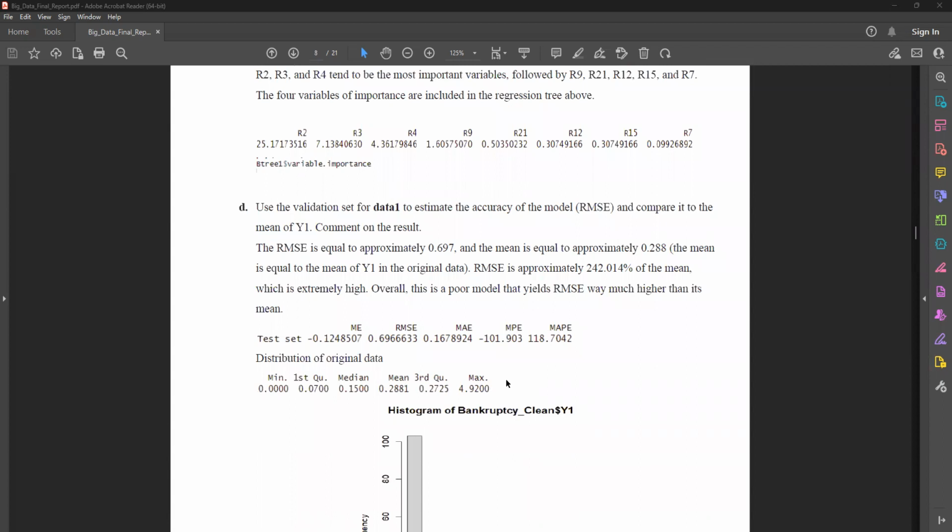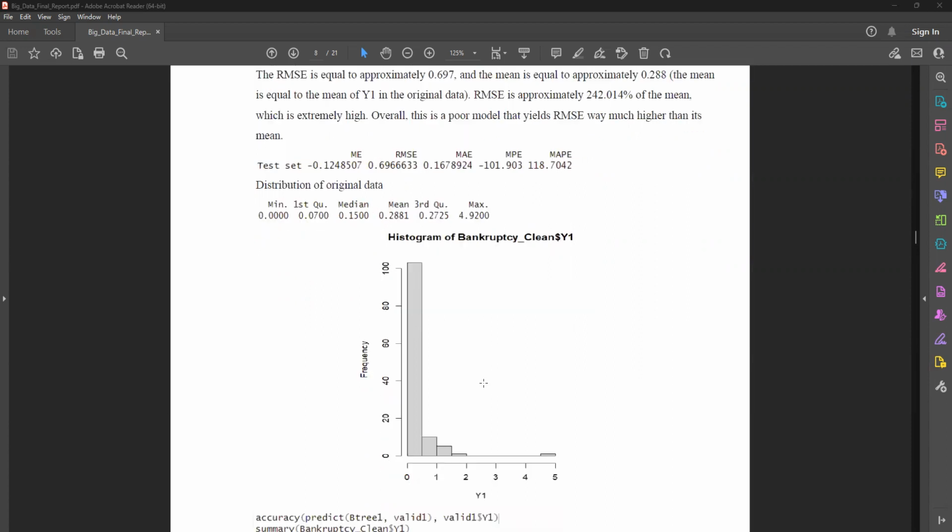In terms of RMSE, it's equal to approximately 0.697, which is about 242% of the mean, which is equal to 0.288, where the mean is equal to the mean of Y1 from the original data. And we believe that this figure is relatively very high. So overall, this model yields a very high RMSE compared to its mean.